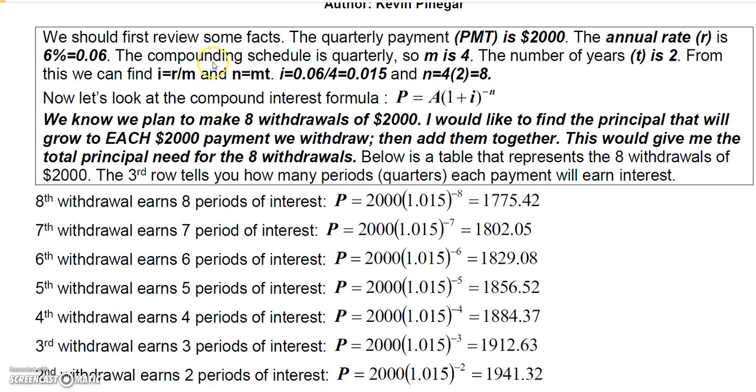Okay, so again, let's review some facts. We know the quarterly payment is $2,000. The annual rate is 6% or 0.06. The compounding schedule is quarterly, so M is 4. The number of years is 2.